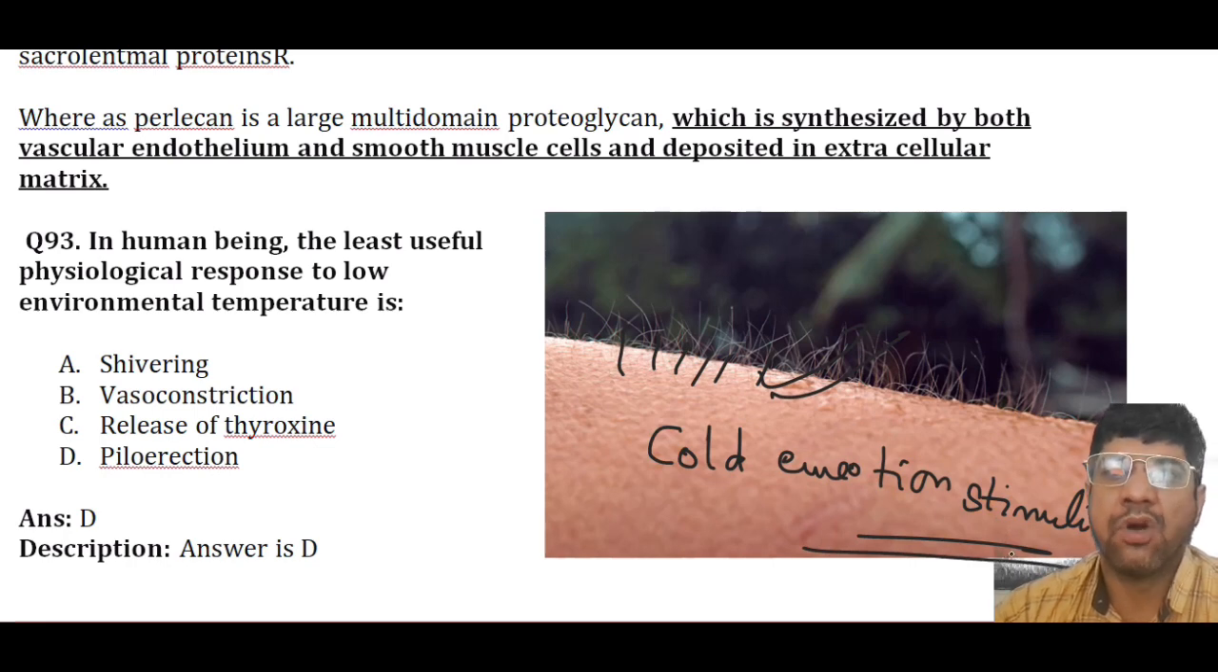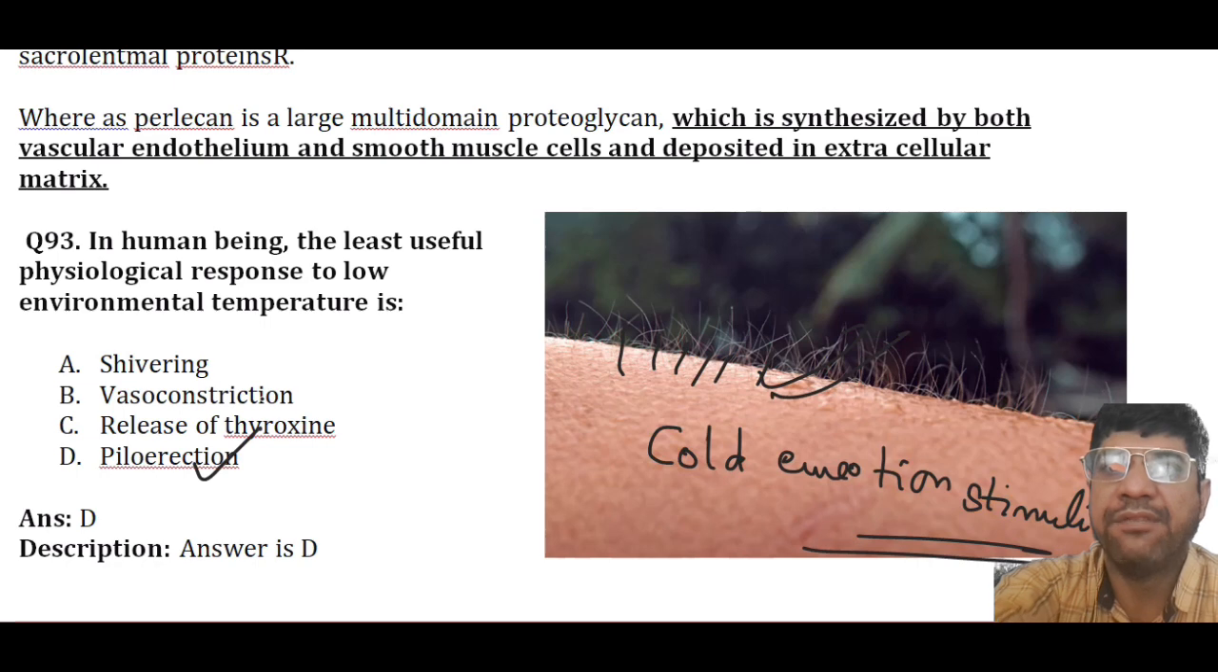It is not very useful in the humans. So the least useful response to low environment temperature is the piloerection.